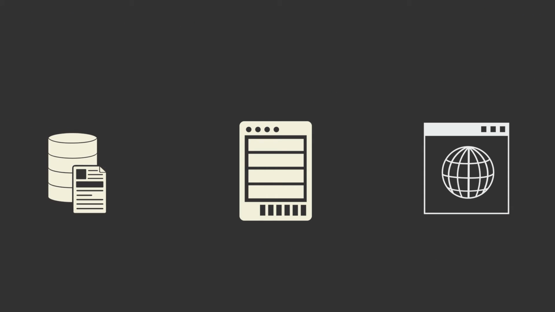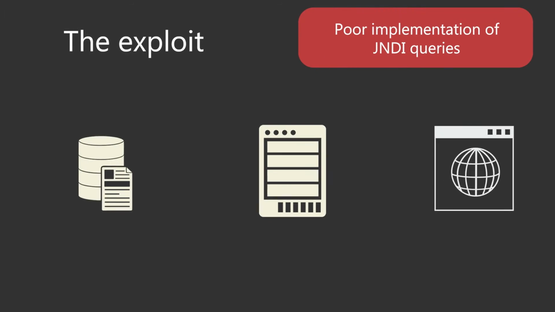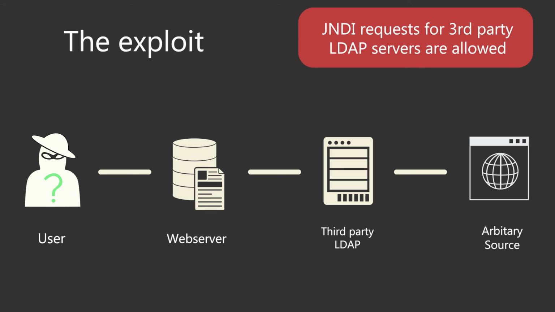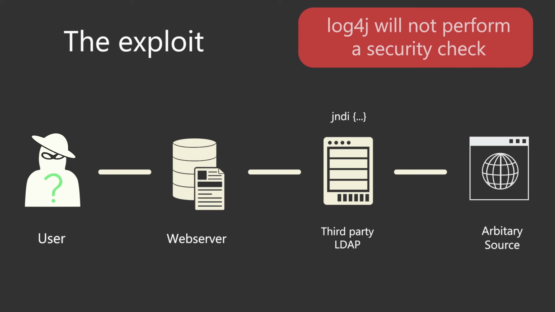In a severe design oversight, these JNDI queries were implemented in a poor manner. In Log4j, JNDI requests allow for third-party LDAP servers without any restriction. What this means is that someone can reference a JNDI query to an arbitrary server, and the Log4j framework will not try to perform a security check before loading what was referenced by the query.